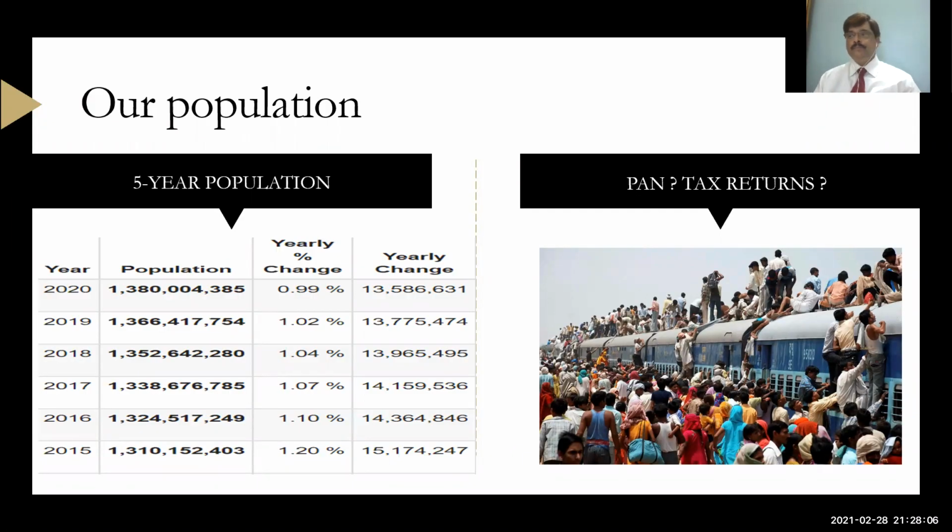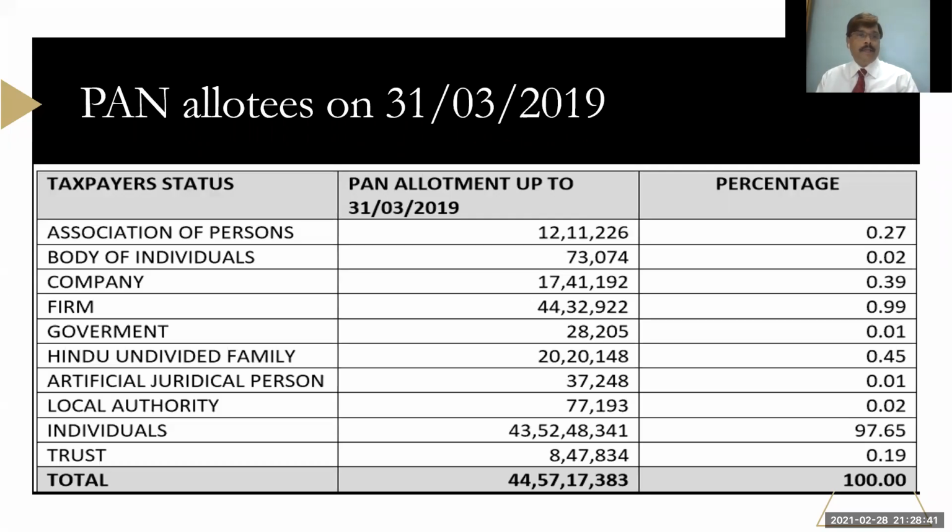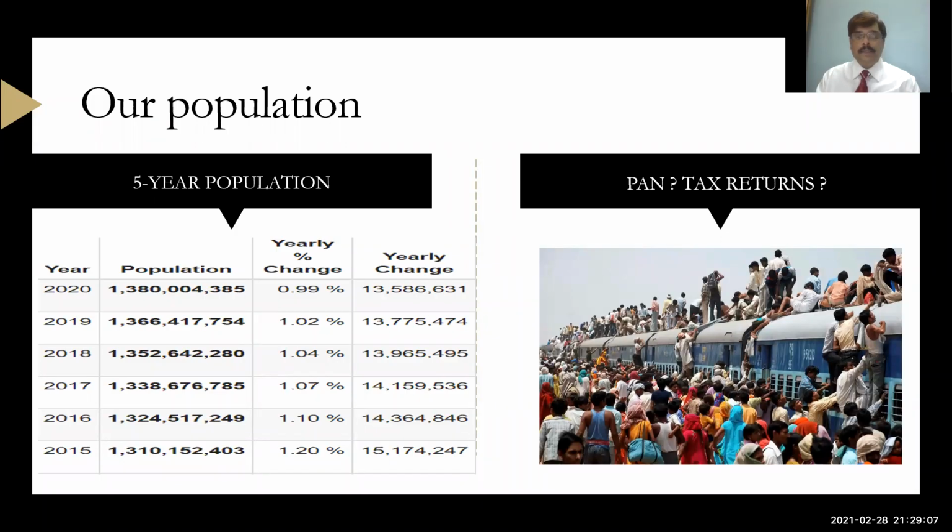Look at our population. Here is the population number for 5 to 6 years. It's about 138 crore in 2020, and about 136 crore in 2019. So how many people are really paying taxes and filing the tax returns? Does the majority of Indians have a PAN card? Here is a little bit of statistics on PAN allottees. As on 31st March 2019, there are about 44.57 crore PANs issued, out of which 43.52 crores belong to individuals. This is out of the total population of 136 or 138 crore, as the case may be.